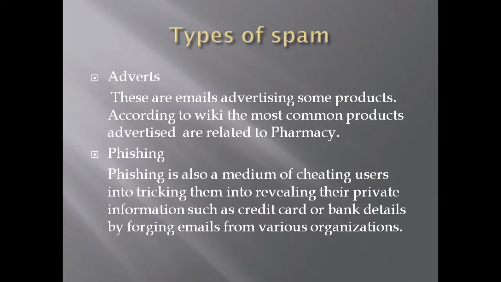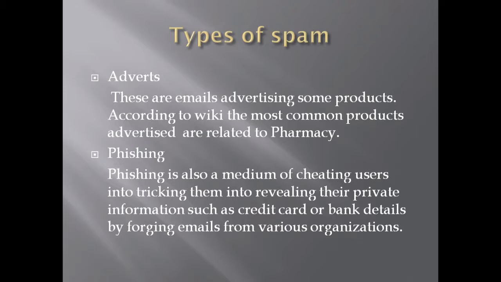So what are the different types of spam? There are adverts and there is phishing. Advertisements are the emails which are used for advertising some products. According to Wikipedia, the most common products advertised are related to pharmacy. Why pharmacy? Because a lot of people get sick and there are a lot of pharmaceutical companies out there which are creating a lot of different medicines, and therefore it is a very profitable business, and as pharmaceuticals are costly also, everybody wants to get their product out there.